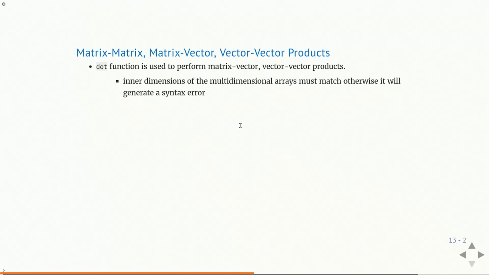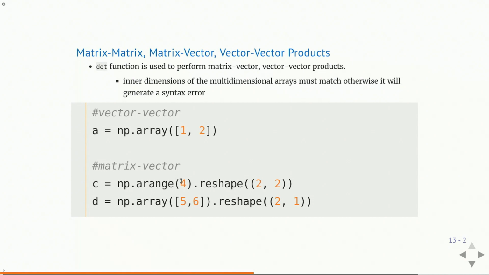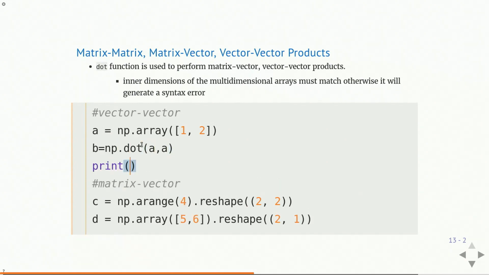For calculating matrix-vector or vector products, NumPy provides a function named dot. For applying this function on the arrays, the inner dimensions of the arrays must match, otherwise it will raise an error. Let's see dot in practice. We are going to use dot to compute the dot product between two vectors. If both the input arguments to dot are vectors, only the number of elements in the vectors has to match. So let's suppose b is equal to np.dot(a, a), print b.